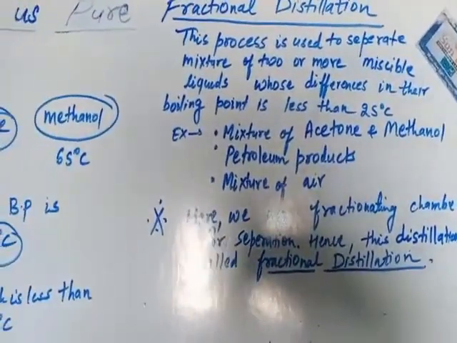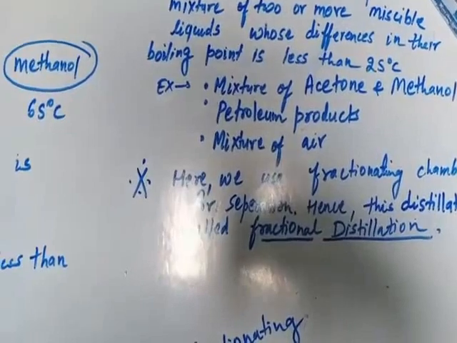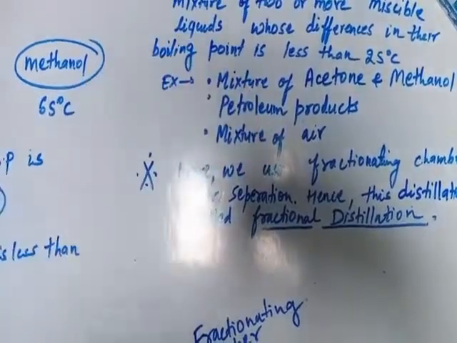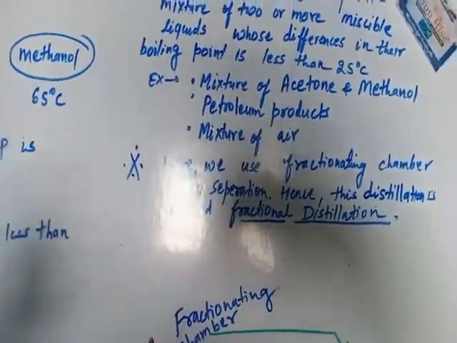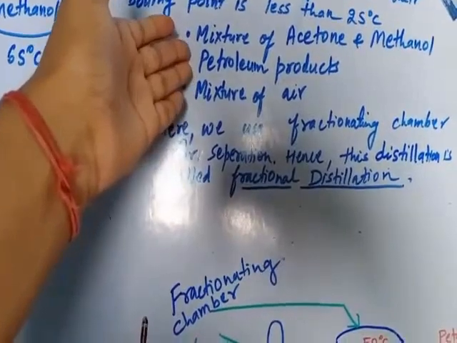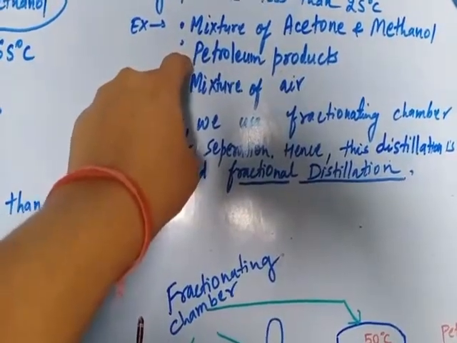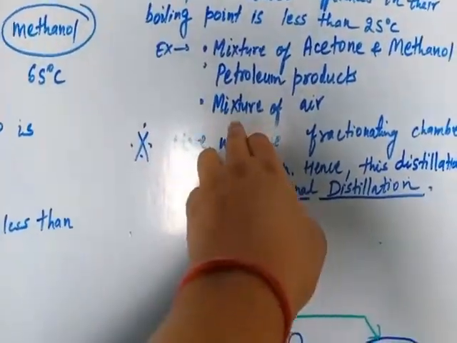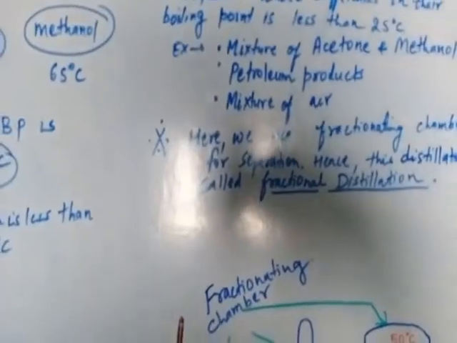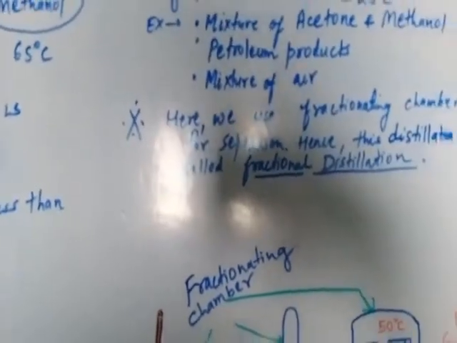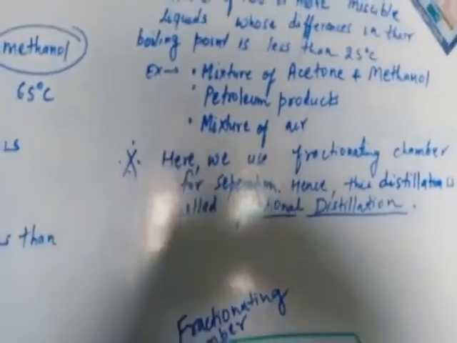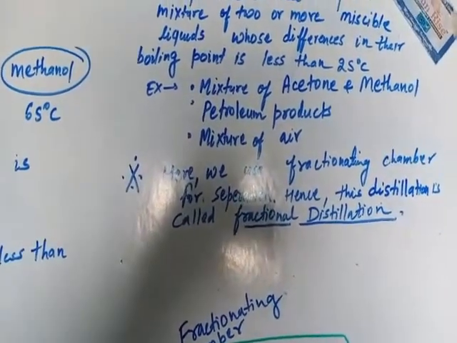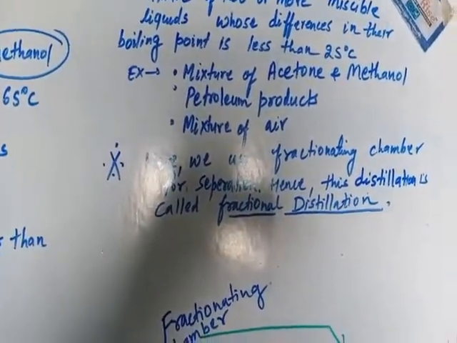So in fractional distillation, you have different types of setup. The fractional distillation setup for separating the mixture of acetone and methanol is a little different from the fractional distillation process used for separating the petroleum products, and also for separating the mixture of air. In fractional distillation, you have the setup a little different, so you could expect different setups of fractional distillation.